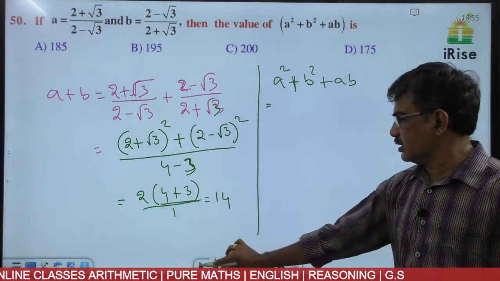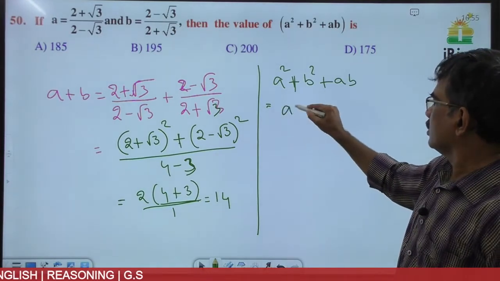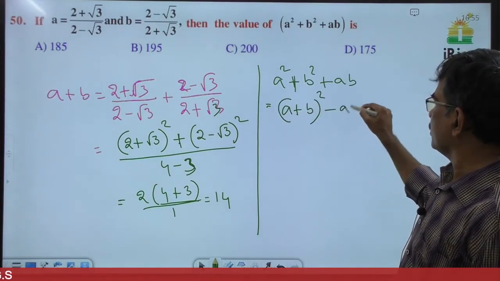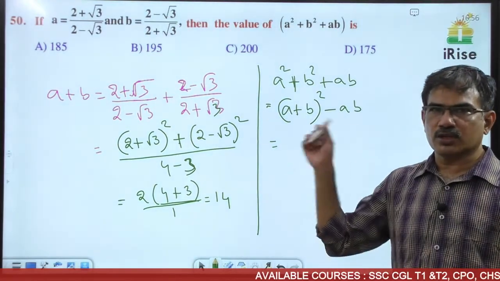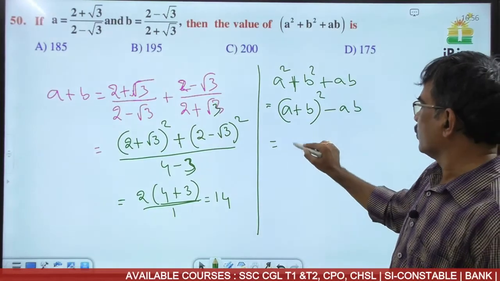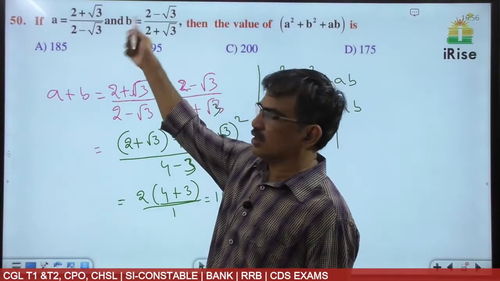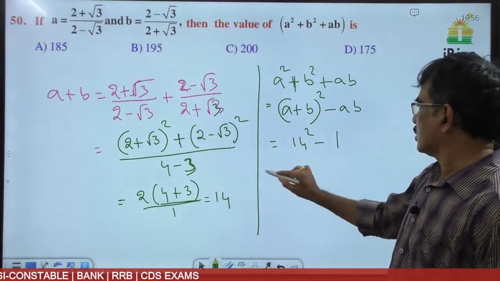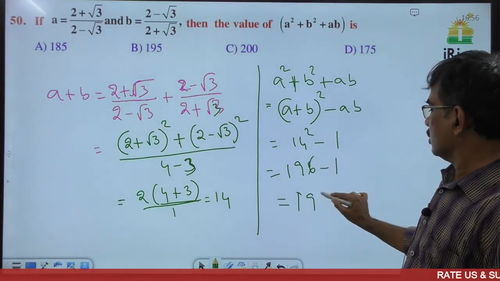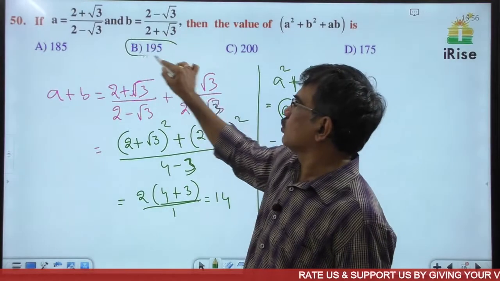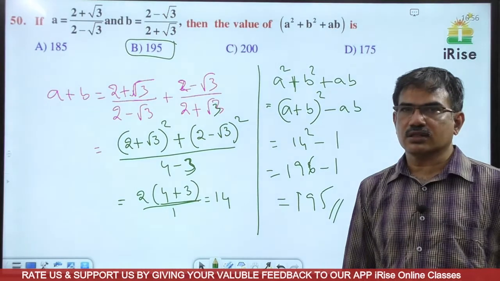This can be written as (a plus b) whole square minus ab. (a plus b) whole square is a square plus b square plus 2ab, minus ab, you get this one. Where a plus b is 14, square, and ab is 1, because one is the reciprocal of the other, so the product is 1. So the answer is 196 minus 1, so the answer is 195. So the answer for this question is 195. Okay. Next question.